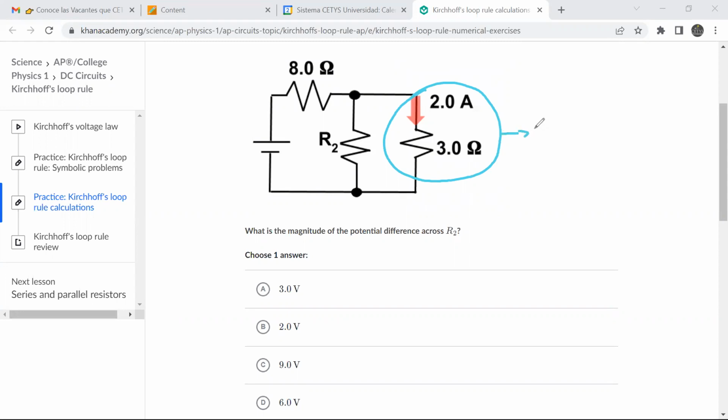Here we know that the voltage for the 3 ohm resistor is going to be equal to resistance times current. Remember that this is Ohm's law. Ohm's law says that voltage equals resistance multiplied by current. And so the voltage in 3 ohms is going to be equal to 3 ohms multiplied by 2 amps. And this is going to be equal to 5 volts. No, 6.